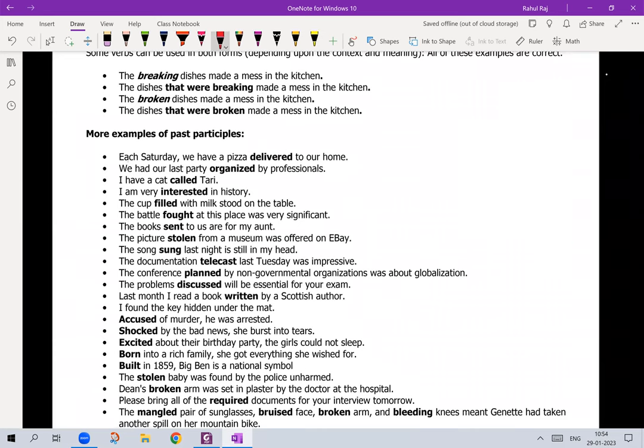Each Saturday, we have a pizza delivered to our home. 100% you will think that this is a verb. But please understand, this is not a verb. If this is not a verb, what is a verb? We have a pizza. The actual core part of the sentence is we have a pizza. That's it. Now, why are you using "delivered to our home"? To make the sentence much clearer.